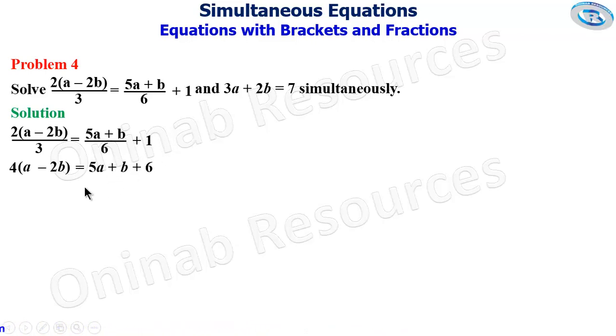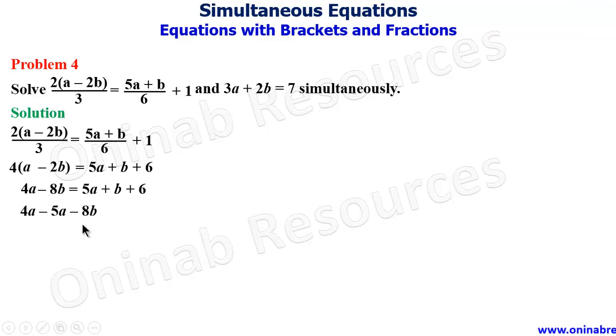1 times 6. Then expand this bracket. This is 4a minus 8b is equal to 5a plus b plus 6. So collecting the like terms and bringing this to this side, I have 4a minus 5a, then minus 8b minus b is equal to 6. This is negative a minus 9b is equal to 6.